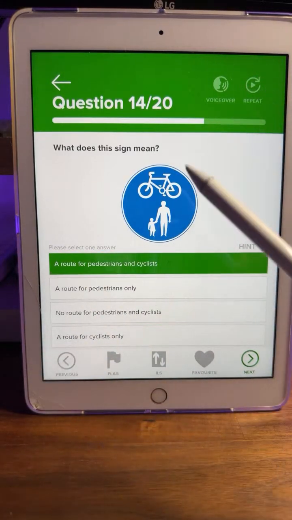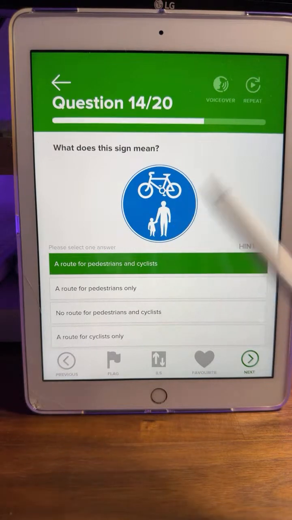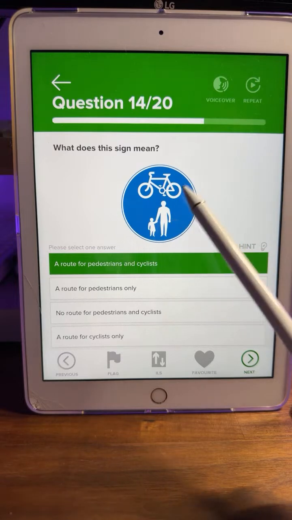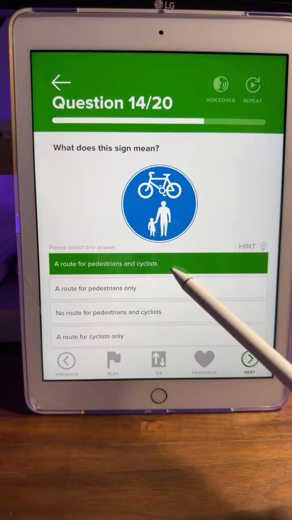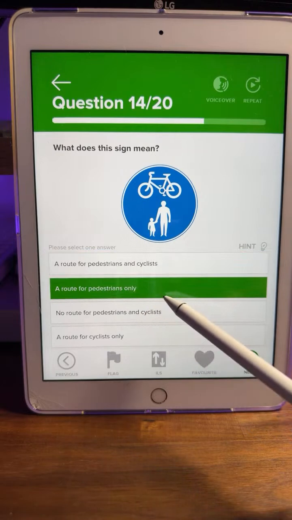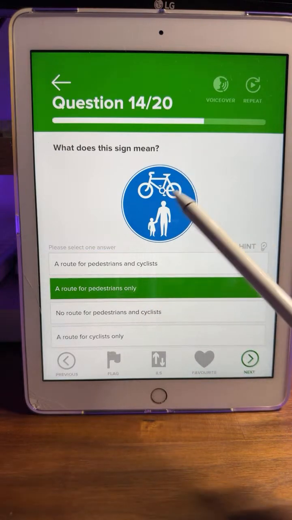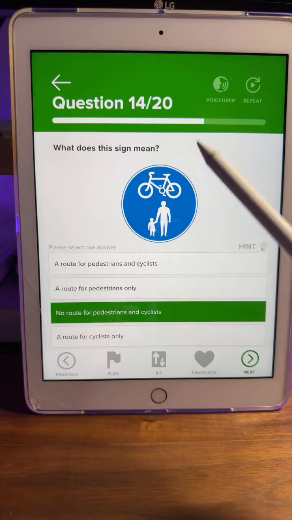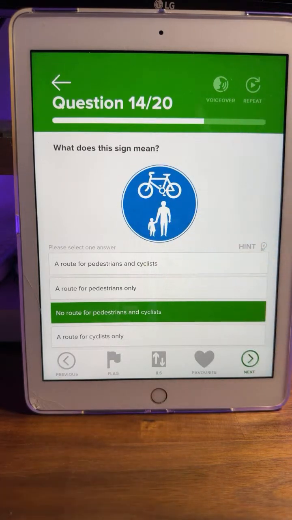Remember, look at the colour. We know it's in a blue circle. It's an order. It's telling you, yes, you can do it. There's pedestrians and a cyclist, so we know the answer is A. Route for pedestrians only? If that was the case, the cyclist wouldn't be in there. No route for pedestrians and cyclists is blue, not red. If it was in a circle with a red border, that means no, you can't do it.